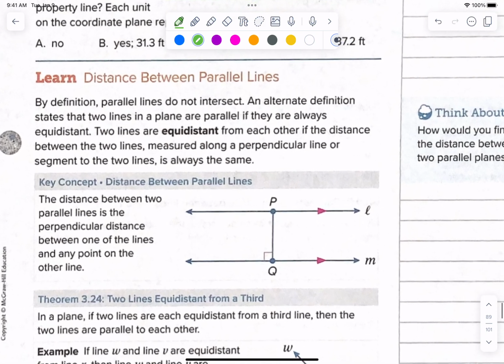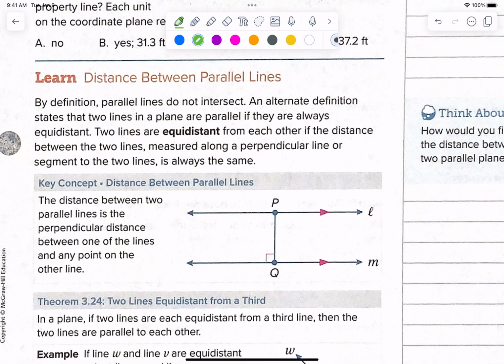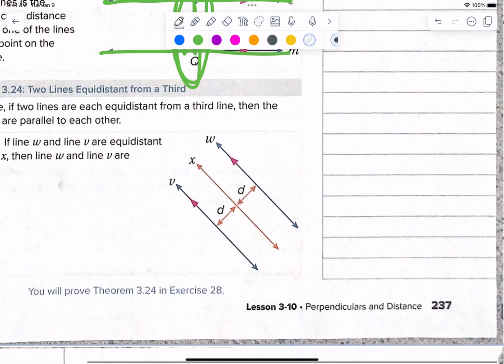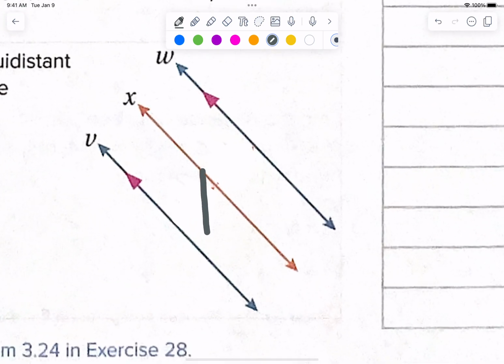We're doing the distance between parallel lines. If we have parallel lines like this, it's easy to see that this is like a ladder and this is going to be my distance. But sometimes you have lines that are slanted, and I have kids that are tempted to do this. They say the distance is this, because it's straight up and down, right?